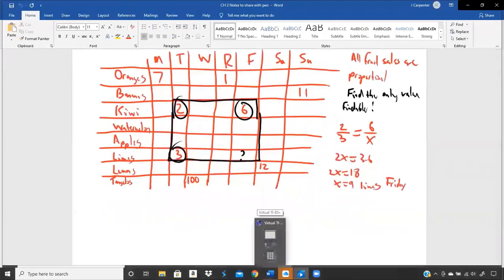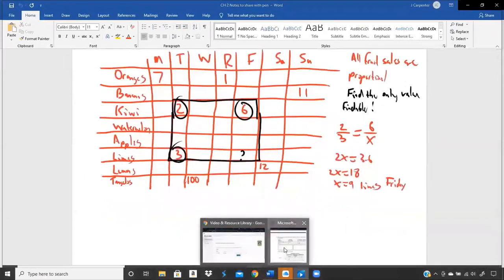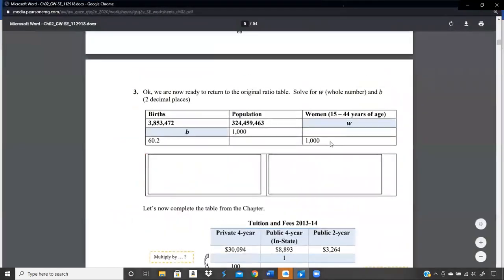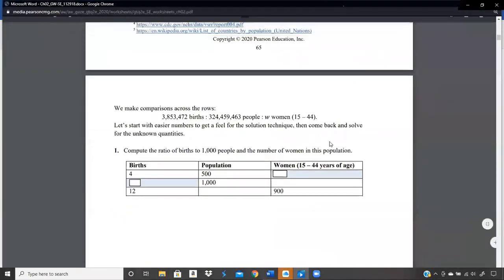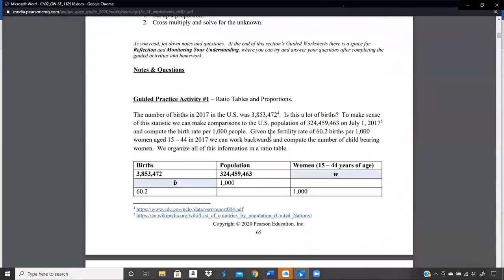So what we did from there is we pulled up our guided worksheet, and we were talking about how, okay, we have some births based on the population.